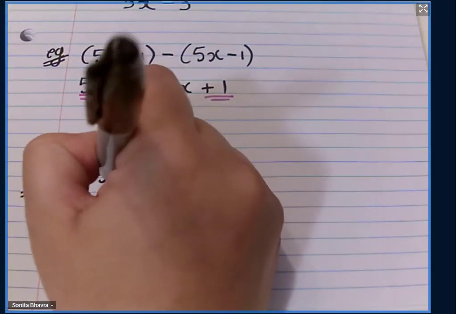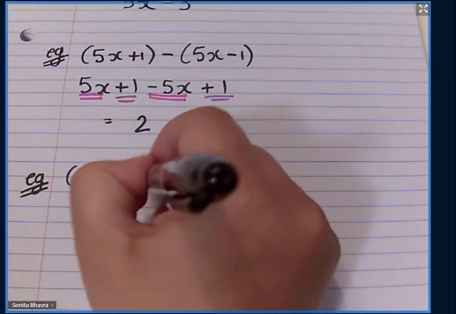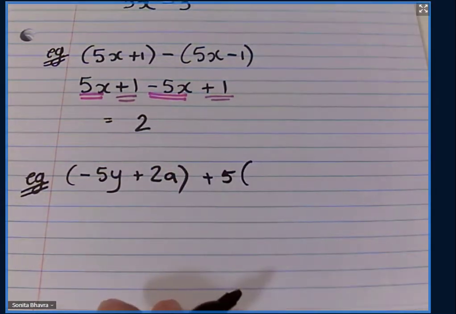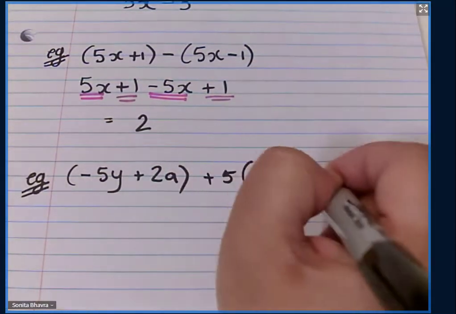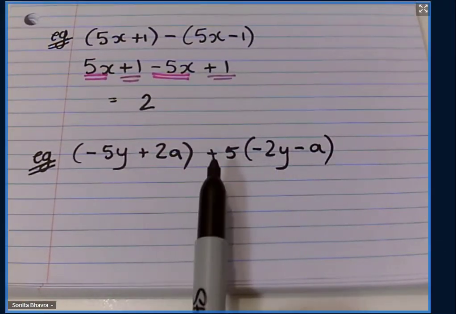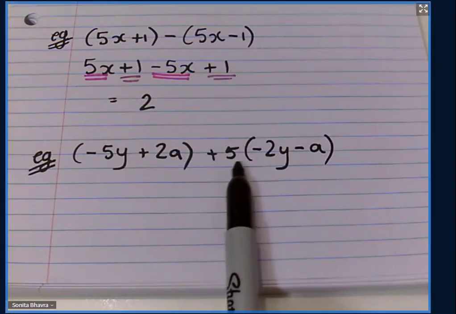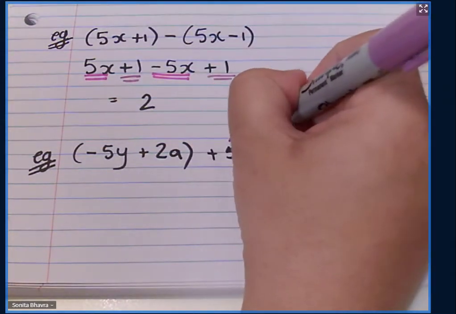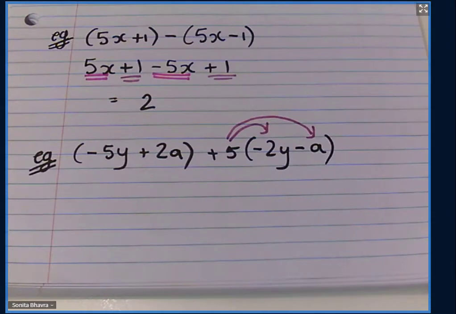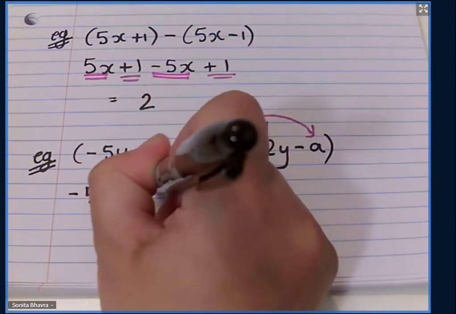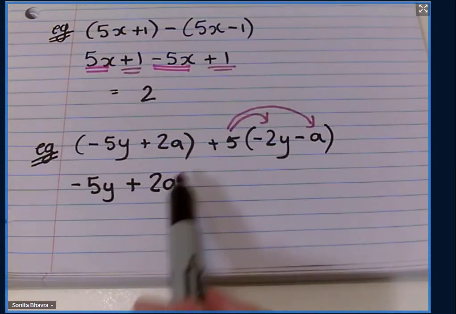So we have negative 5y plus 2a, and then we have plus 5, and then in the bracket we have negative 2y minus a. All right. So the difference we're seeing here is we have this plus 5. And what's happening is this plus 5 is going to multiply with everything inside the bracket. First bracket, we're going to open up just like normal. So we're ending up with negative 5y plus 2a. That's the first bracket. We've just opened it up.